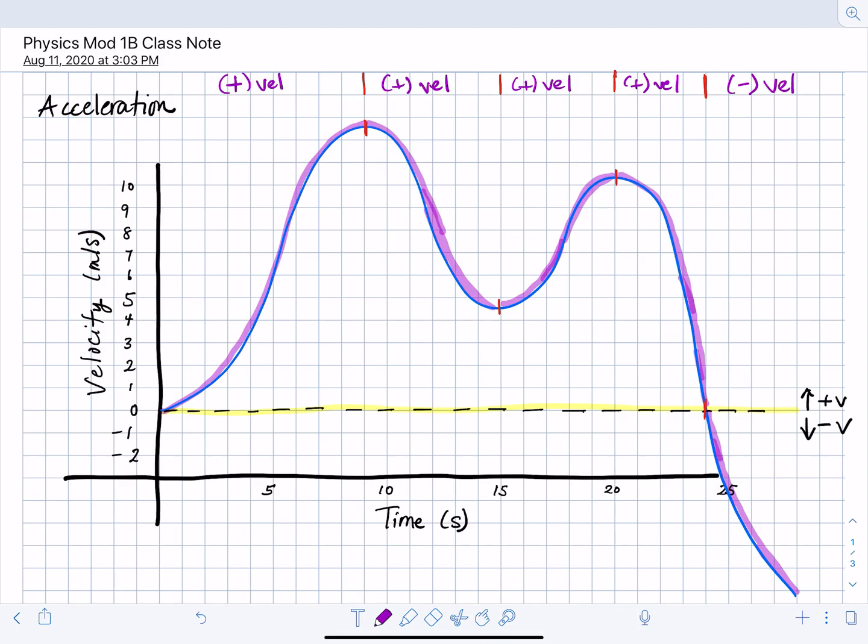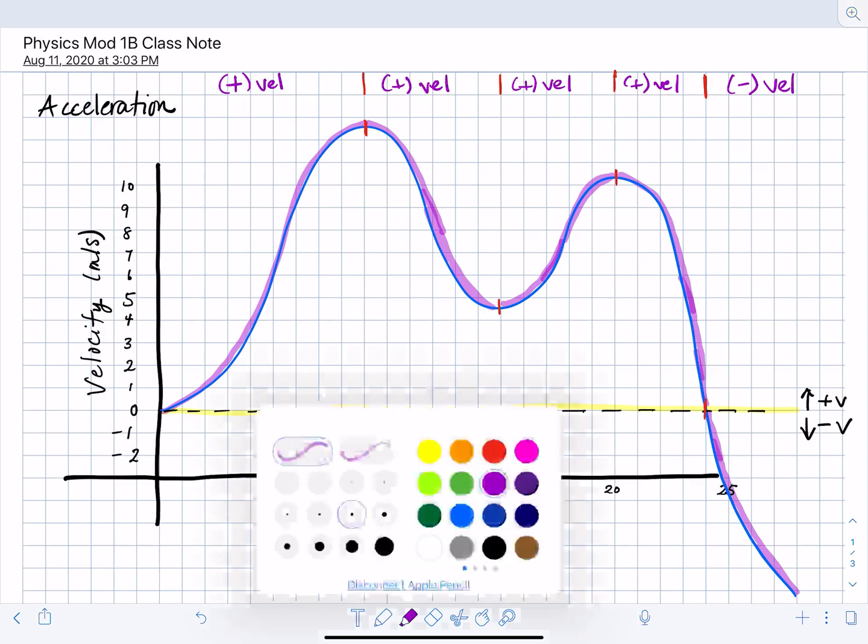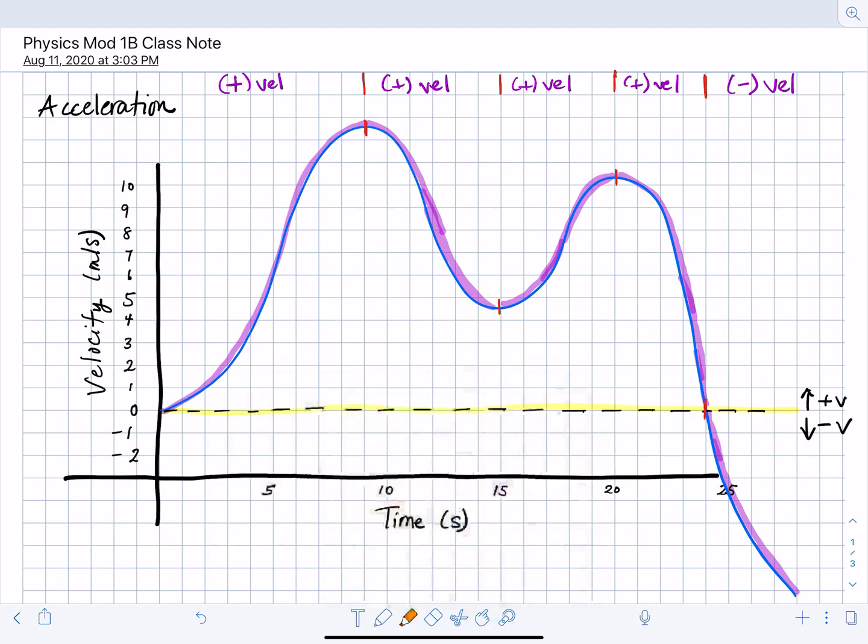Okay. Now, let's evaluate the acceleration. Is the acceleration in each one of these situations positive or negative? All right, I'm going to pull out a different color for this one. I'm going to use orange. How do we discern whether acceleration is positive or negative? Well, we look at the slope. So in each one of these scenarios, when we evaluate each section, we have to say, is this a positive slope or a negative slope?